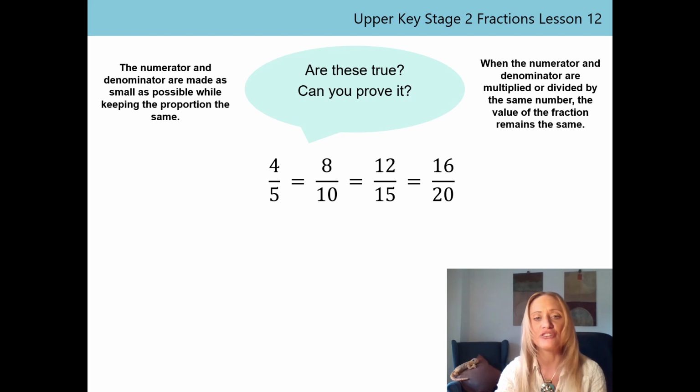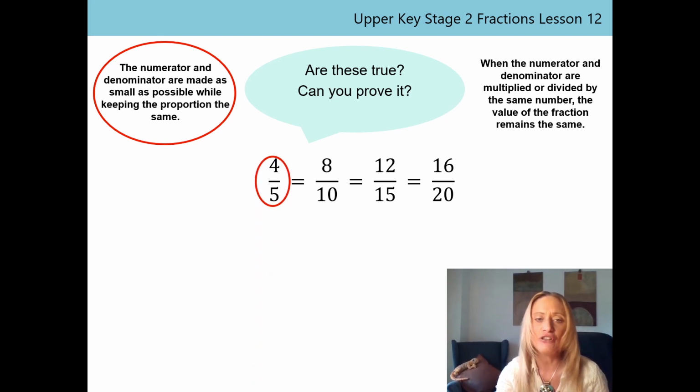Across this sequence of lessons, you've met the 2 generalisations at the top of this screen. I'd like us to take a moment now just to check if these are true and also for you to prove it to me. So if we take this first generalisation, let's say it together. The numerator and denominator are made as small as possible while keeping the proportion the same. And have a look at 4/5. I'd like you to pause me now, find out if this is true, and could you draw a pictorial representation to prove it? I'll see you in a moment.